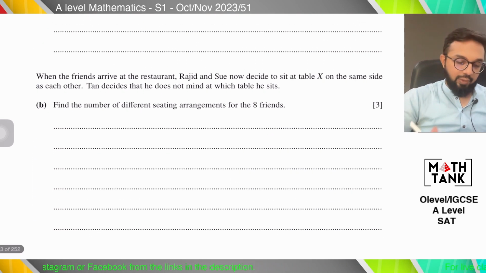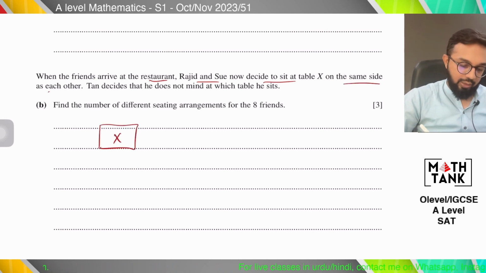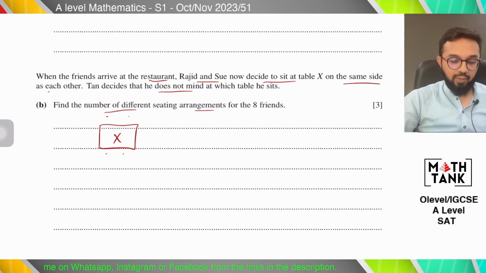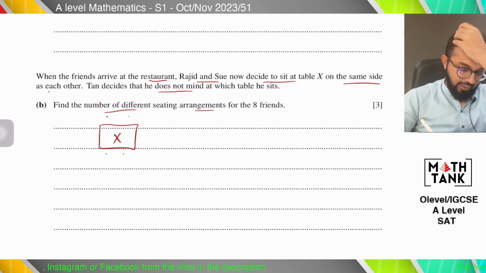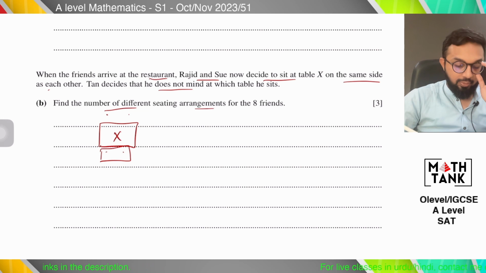Then when the friends arrive at the restaurant, Rajan and Sue now decide to sit at table X, so they are on X now, on the same side as each other. So either they can sit on this side or downwards or upwards. Dan doesn't mind at which table he sits, and we need the number of different seating arrangements for the 8 friends. So you must first decide that they are on table X and they are on this side of the table.